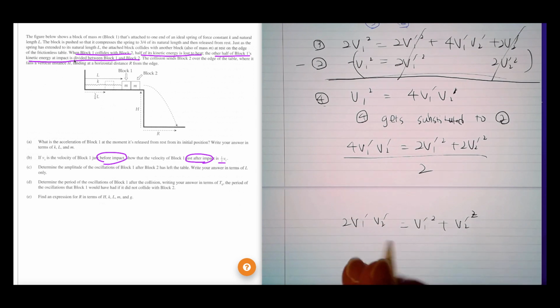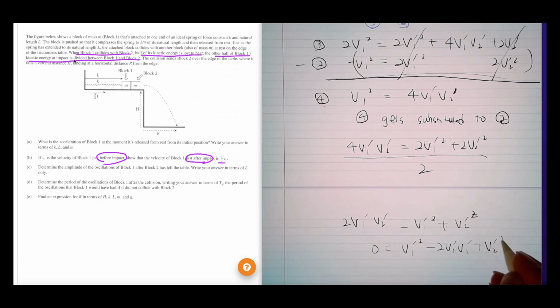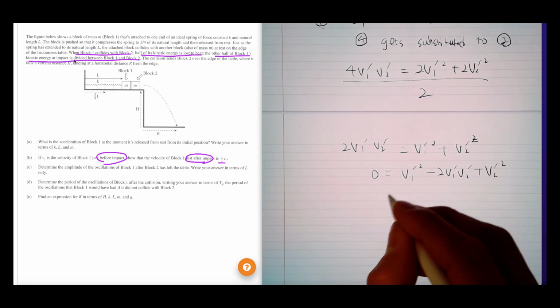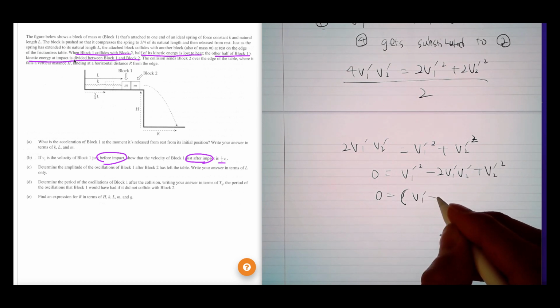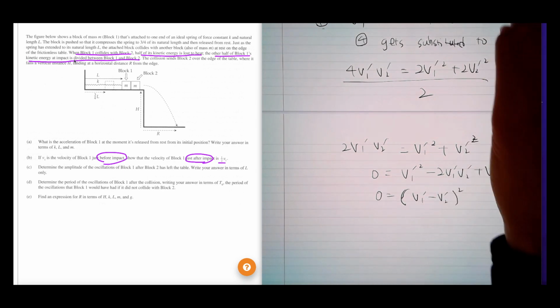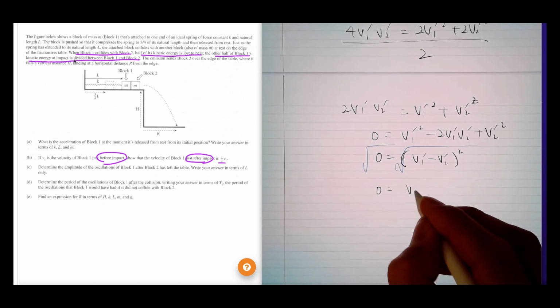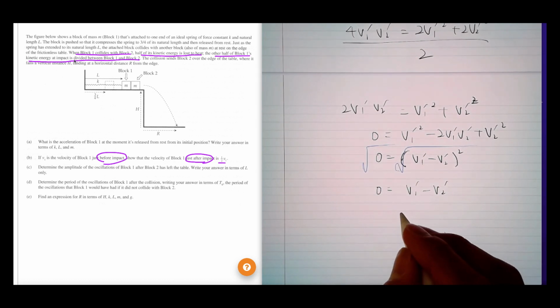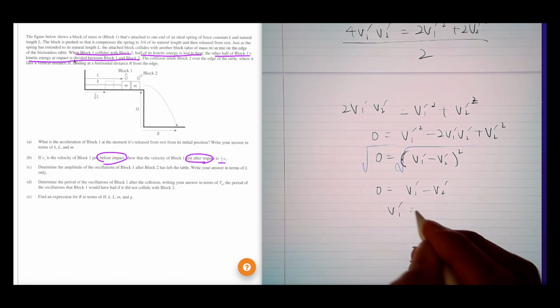And then I can subtract the left side, and then I can factor it out as a square. Like this. When you square root both sides, you get 0 equals b1' minus b2'. Yes, we'll just keep the positive root for now. And even if you put the negative root, it's going to be equal. So b1' is equal to b2'.